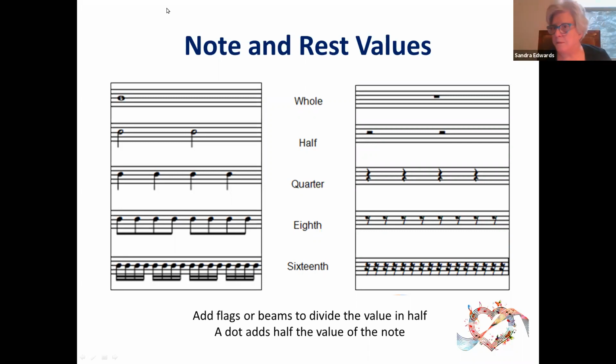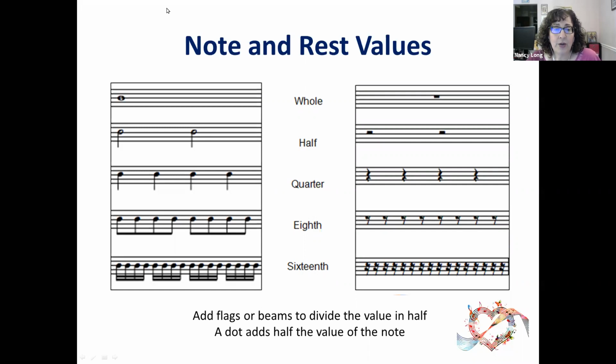The whole note on the top of the left gives us 4 beats. Think of a whole pie, and it has 4 quarters in it. The next line down has 2 half notes, so it's an open note that has a stem, so it's similar to a whole note, but the stem cuts it in half. So it's 2 beats each for each of those half notes.